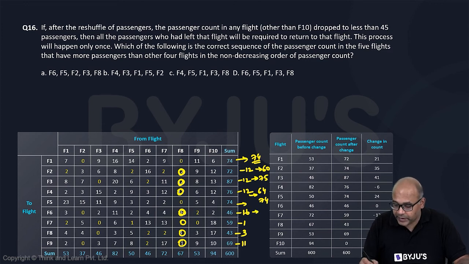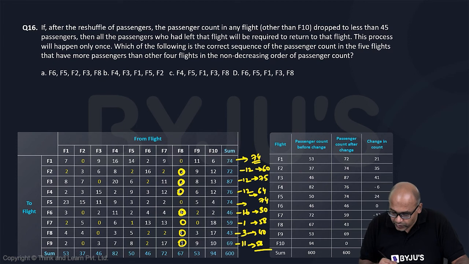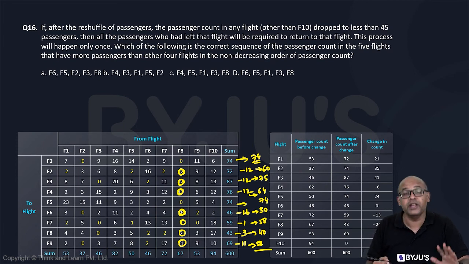F6 will become 46 minus 16, which is 30. And here the process will not happen again because the flight number F6 is going below 45. That process will not happen again because it is clearly mentioned it is happening only once. This will become 58. This will become 40. This will become 58. So this is the total number of people in each flight.